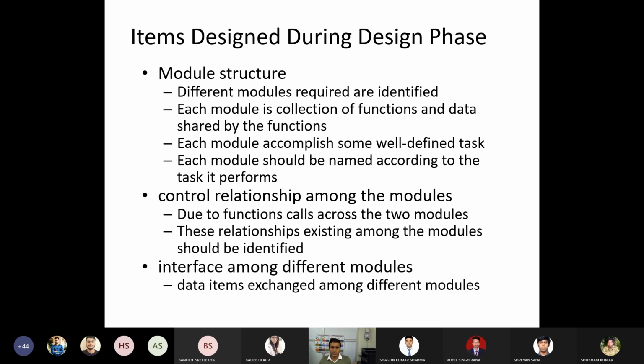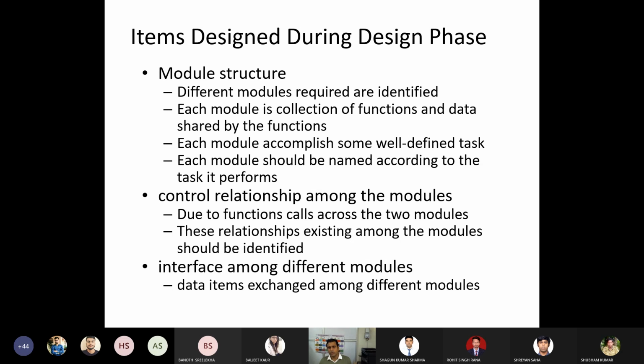There we talked about the design phase, right? I already talked about something called the structure chart. You have seen that, right? And then we have seen software architecture, right? Those things are all part of design only. So during the design phase, one thing is that we look into the module structure of the project, where we try to identify different modules, and then we see what collection of functions, and the data shared by these functions, is part of a particular module. Okay.